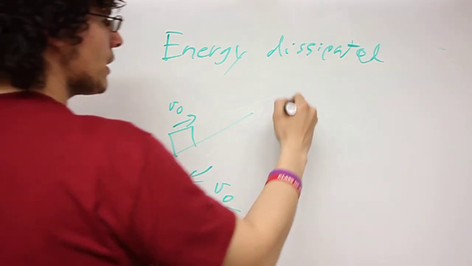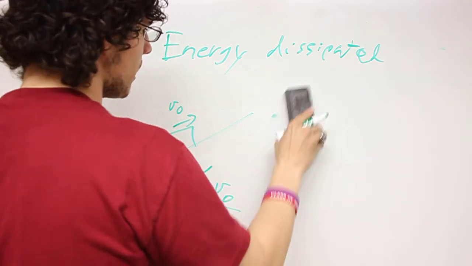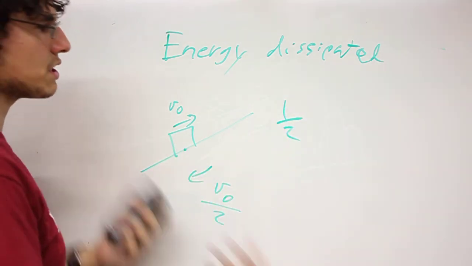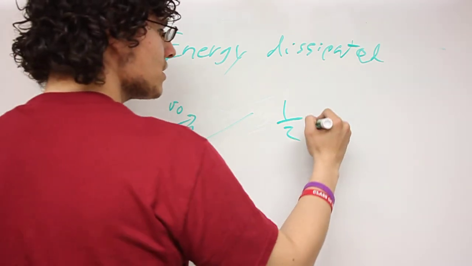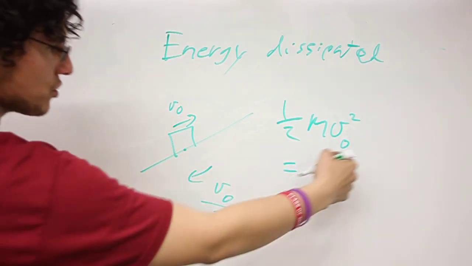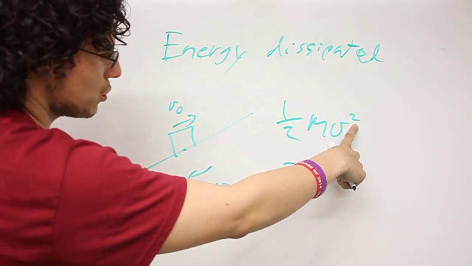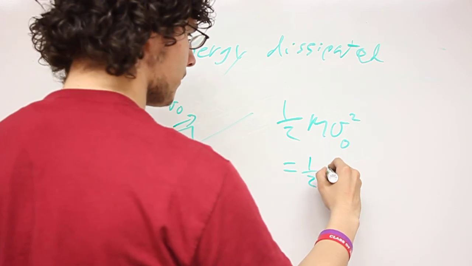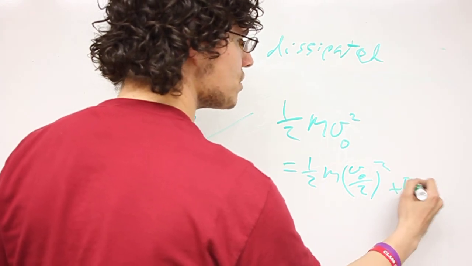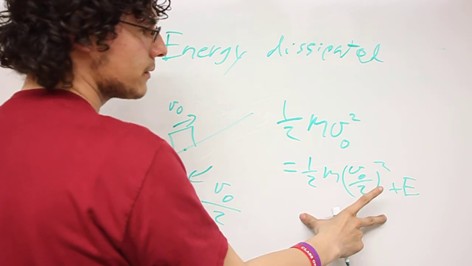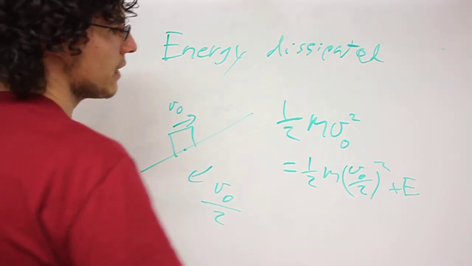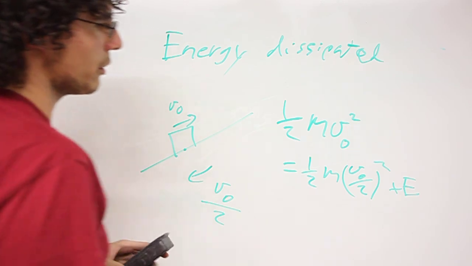So what do you do here? Your initial energy is going to be in the form of kinetic energy, because I want to choose this to be h equals zero, so my potential energy is zero. So 1/2 mV0 squared is going to equal 1/2 m times V0 over 2, squared, plus whatever energy was dissipated, because this is the conservation of energy law. The total energy at the beginning always equals the total energy at the end. But in this case, some was dissipated into heat. So now we want to calculate this.